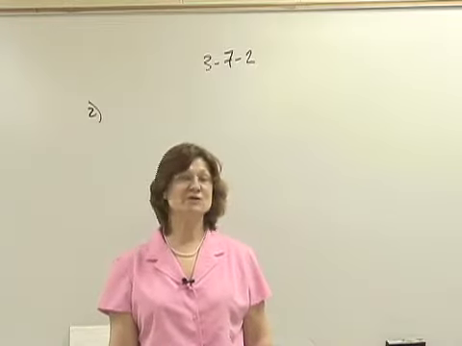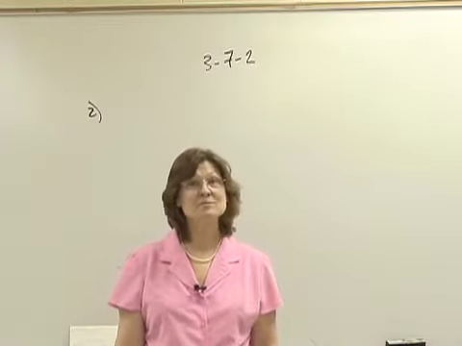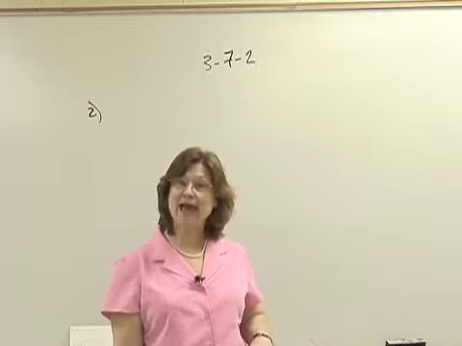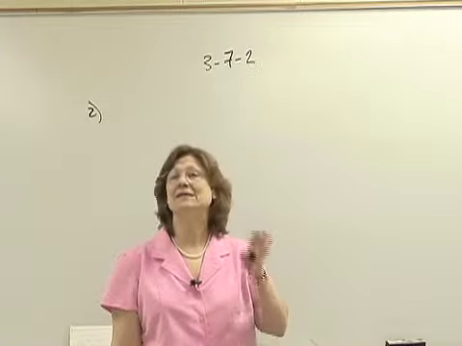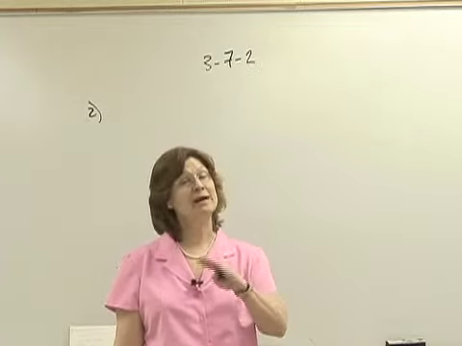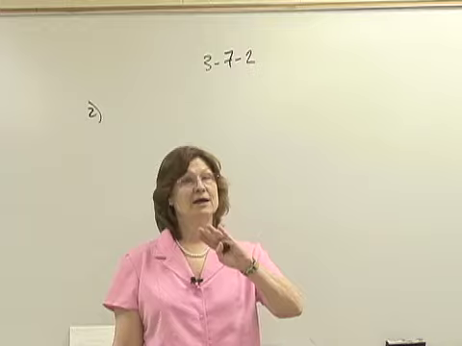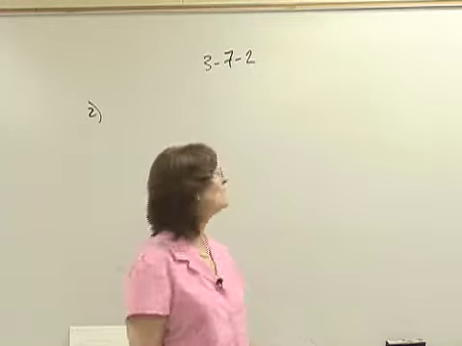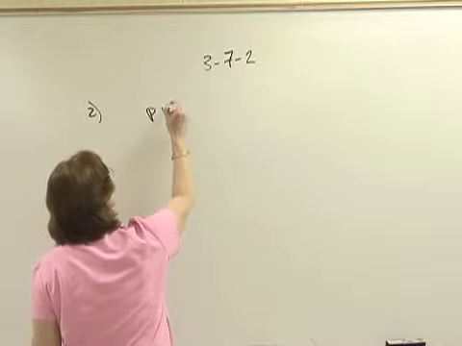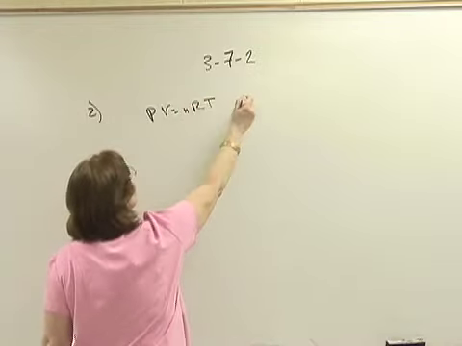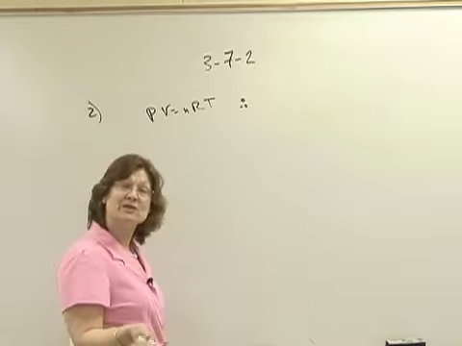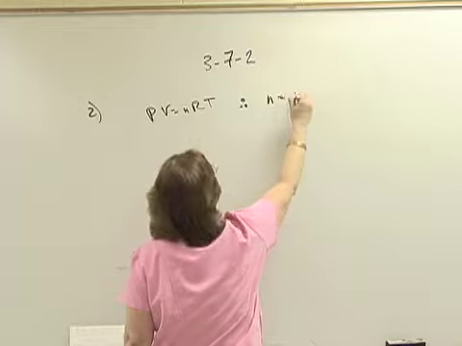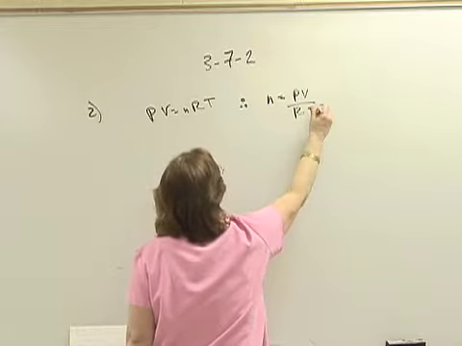In number 2, we are determining the number of atoms of krypton. Watch out, Superman! So anyway, what we have to do first is find moles, because the ideal gas law will not go directly to atoms. I have to go to moles first. And the ideal gas law is PV equals nRT. And therefore, when I rearrange this equation to solve for moles, moles is equal to PV over RT.